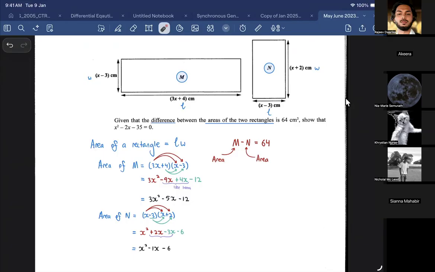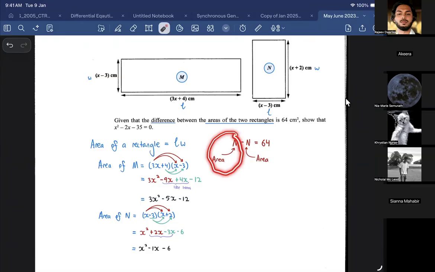The area of the two rectangles, you get 64. All right, and you have to show that x squared minus 2x minus 35 equals 0. So, guys, we came up with an equation, right? That was the first thing we did, yeah? Yes, sir. Okay. Now, in that equation, do we even know what the area of M is?